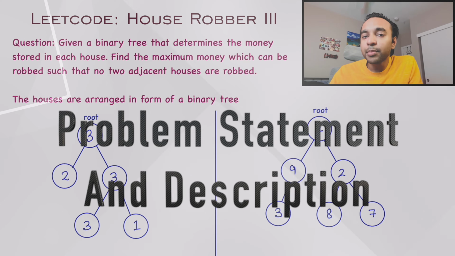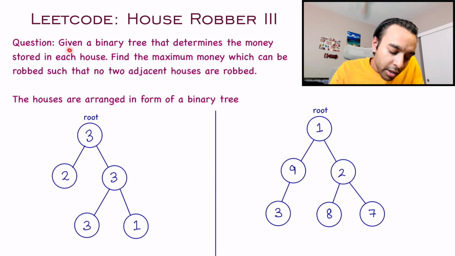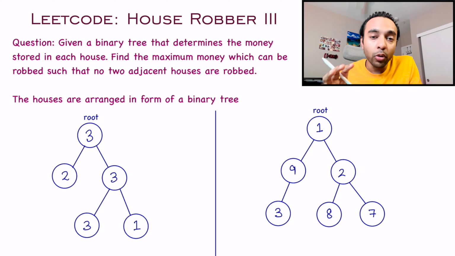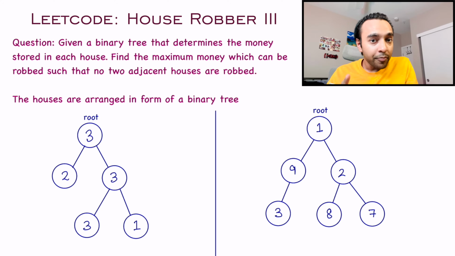First of all, let us make sure that we understood the problem statement correctly. In this problem, you are given a binary tree that determines the money stored in each house. So each node of the binary tree will tell you that, okay, this much money is available in this house. And the robber wants to rob the maximum amount of money based on a condition that no two houses should be adjacent, right? In the previous two problems of House Robber 1 and 2, it was the same condition, correct? No two houses could be adjacent.